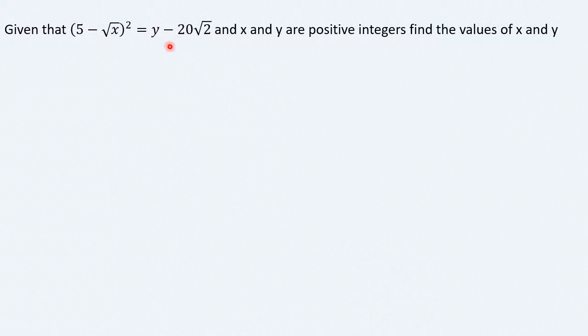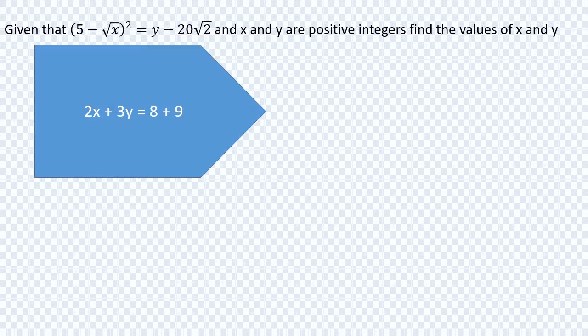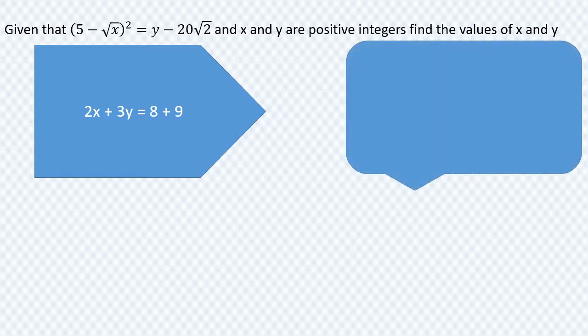Now, I'll give you a simpler example before going further with this problem, to see the idea with which we can tackle such a question. Let's say we have a simpler equation: 2x plus 3y equals 8 plus 9. If 2x plus 3y equals 8 plus 9, and x and y are positive integers, we can assume that 2x equals 8 while 3y equals 9.